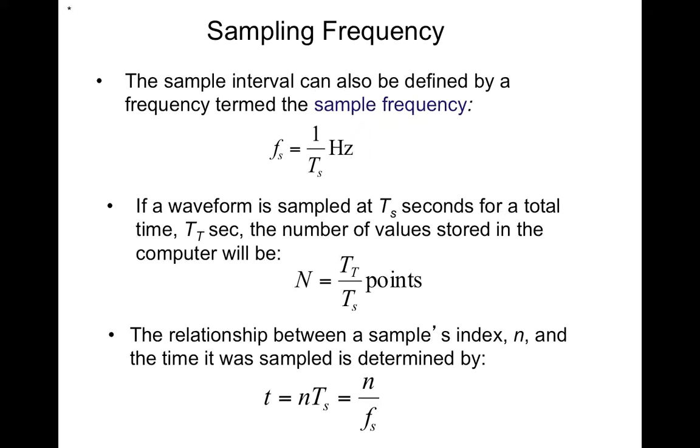So the sampling interval can also be defined by the sampling frequency, which is just 1 over the sampling interval. So if we sample every t sub s seconds, and we do that for a total of t sub t time, then we're going to get the number of points in our data record, capital N. The relationship between sample index and the time it was sampled can be determined as follows, where t is equal to n over f sub s.